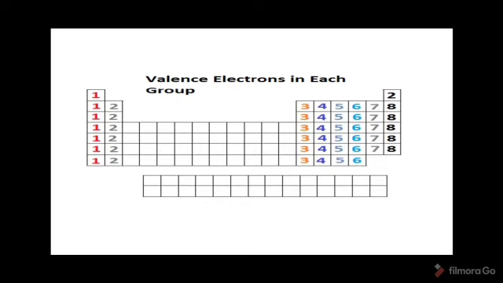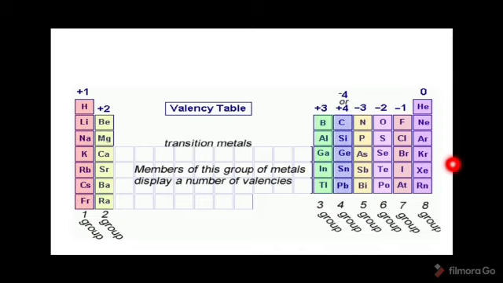Next, valence electrons in each group. The first group has 1 electron. The second group has 2 electrons in the outermost shell. The 13th group elements have 3 electrons in the valence shell. The 14th group has 4 electrons. The 15th group has 5 electrons in the outermost shell. The 16th group has 6 electrons. The 17th group elements have 7 electrons in the outermost shell. This is the 18th group, the inert gas group. Except helium, the other elements have 8 electrons in the outermost shell.